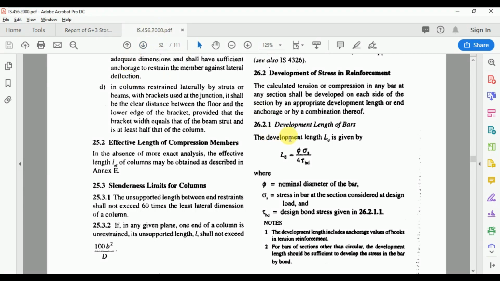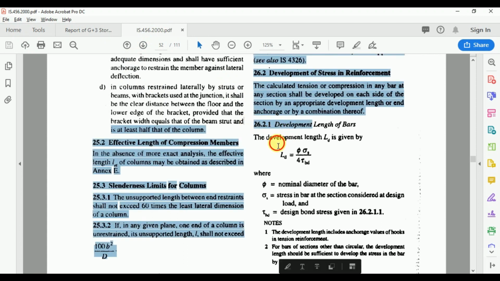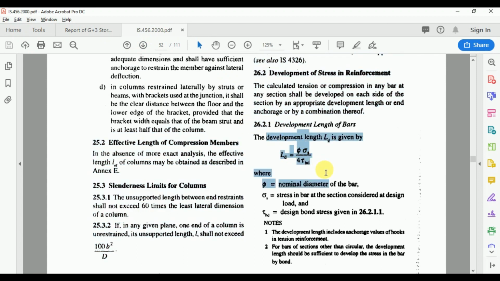So here you can see in clause 26.2.1, we have the formula to calculate the development length. That is LD is equal to φ into σs upon 4 into τbd, where σs is the stress in the bar, that is 1 upon the partial safety factor for the steel into the Fy value, whereas φ is the nominal diameter of the bar and τbd is the design bond stress, which is given in 26.2.1.1.